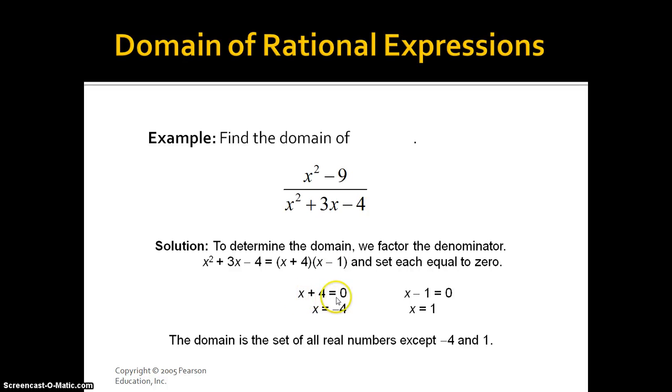So the quadratic factors into these two linear factors. Now when is x plus 4 equal to 0? Exactly when x is -4. When is x minus 1 equal to 0? Exactly when x is 1. So these two values, -4 and 1, have to be excluded from the domain. And the domain is the set of all reals except those two values.